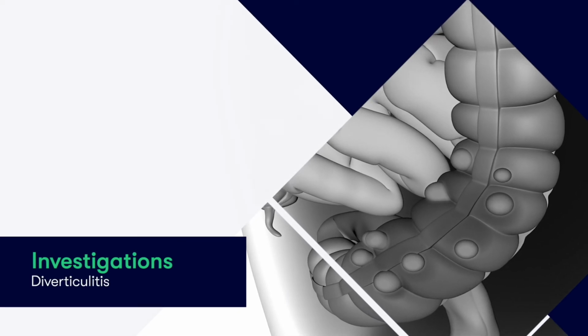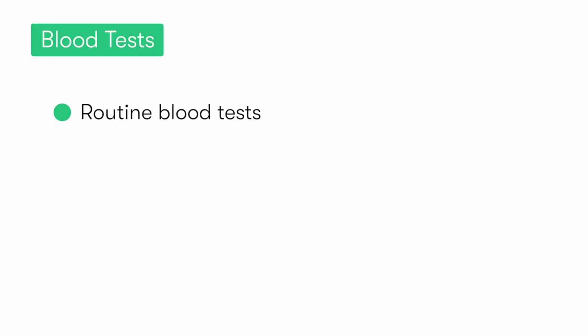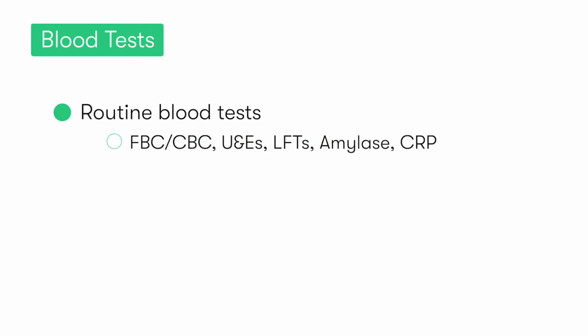What investigations can we do to help confirm our presumed diagnosis? Well, blood tests would be a good place to start. In diverticulitis, as when we investigate any type of abdominal pain, we're going to do a full complement of blood tests. These include FBCs or CBC, renal function, liver function tests, amylase, and CRP.